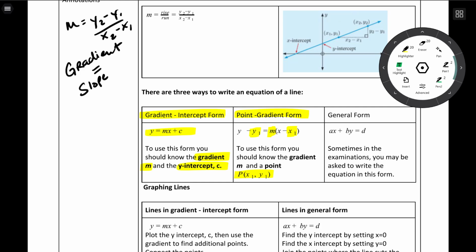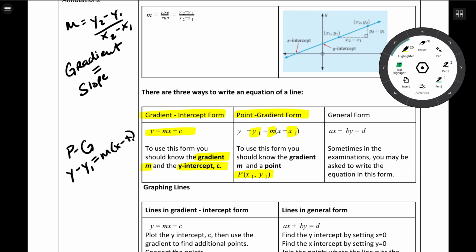Okay? So again, point gradient form. I'm going to write that stuff down over here because this one maybe is a little bit new to me, or I don't remember too much about it. y minus y1 equals m times x minus x1. I want to remember that formula, so I'm going to utilize it.